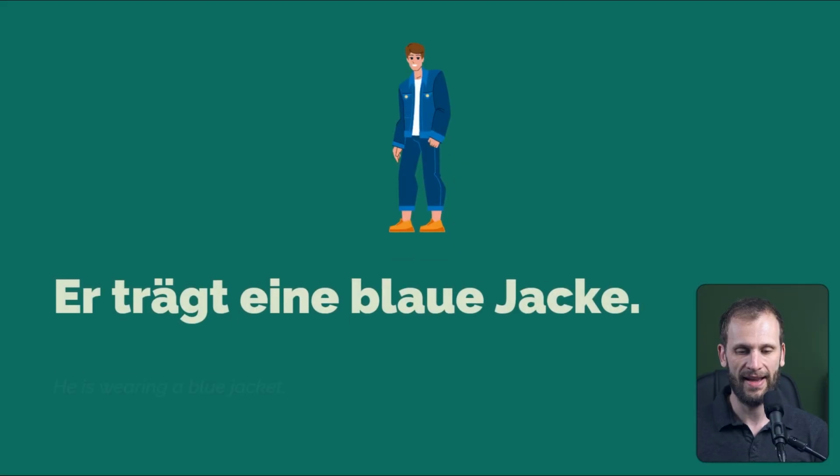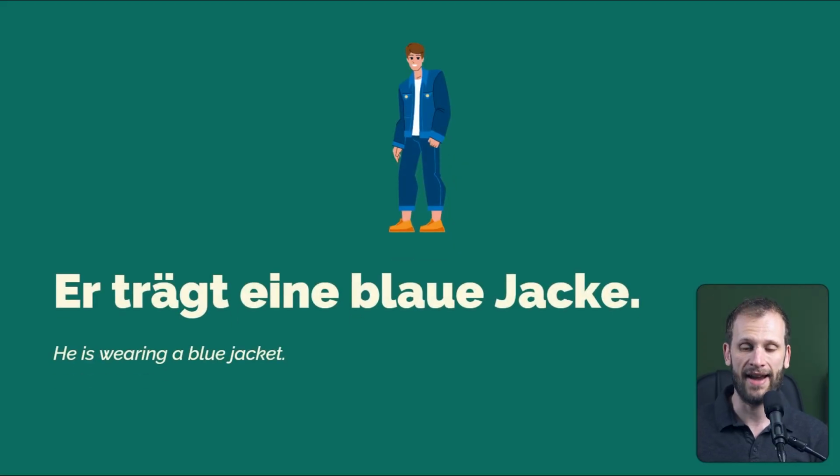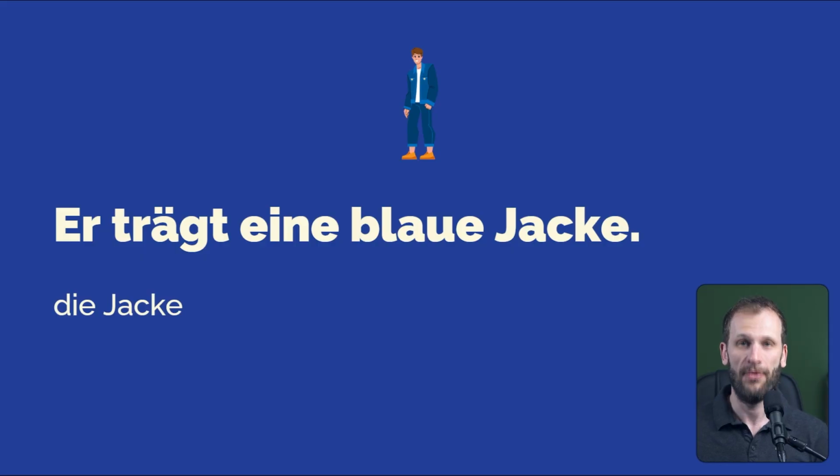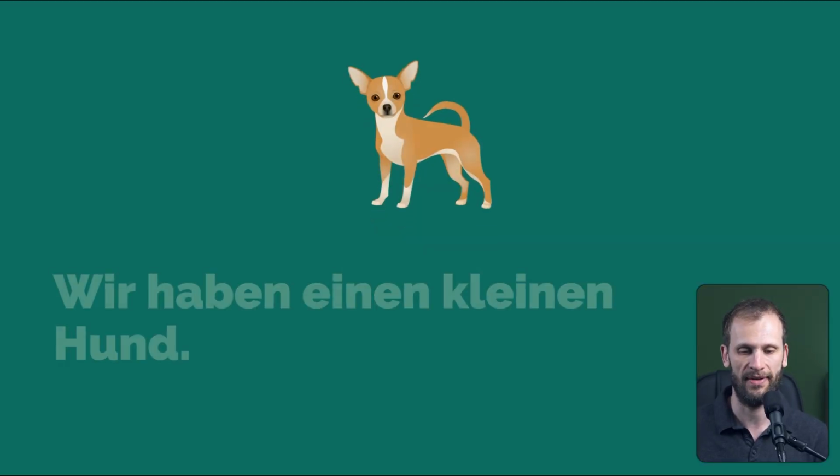Okay, next example. Er trägt eine blaue Jacke. He's wearing a blue jacket. Tragen, to wear. Again, it's a verb that takes the accusative case, but this time we don't have a masculine noun, we have die Jacke. Like most nouns ending in E, it's feminine. So here, no need to change anything, it's the same as the nominative forms. Er trägt eine blaue Jacke.